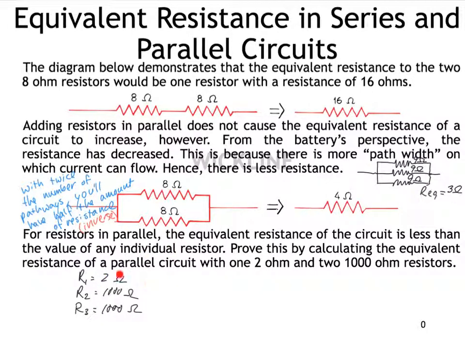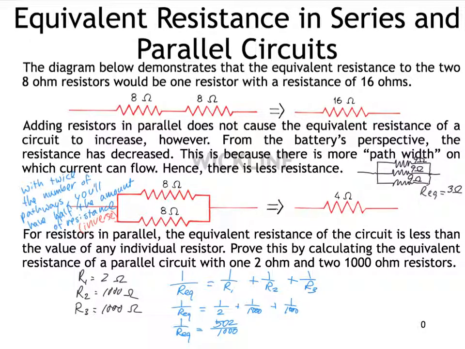So let's see if that's possible, that two 1,000 ohm resistors and a 2 ohm resistor could have an equivalent resistance of less than 2. We can't use this mental math trick because all these resistors are not the same resistance, so we're going to have to use our standard equation from the previous page. So there it is. Let me plug in some values now, and I'm going to plug these into my calculator and get an answer.